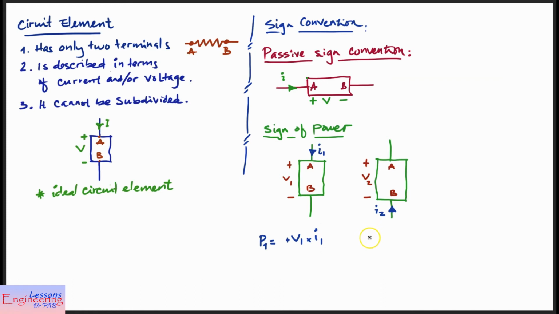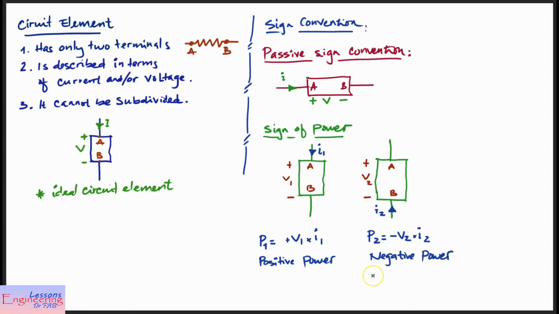But in the second case we have current meeting the negative polarity of the voltage, so as a result the current direction is not in the direction of voltage drop but in the direction of voltage gain, like this, okay. So P2 equals therefore minus V2 times I2. So in this case we have positive power, but P2 here is negative power.